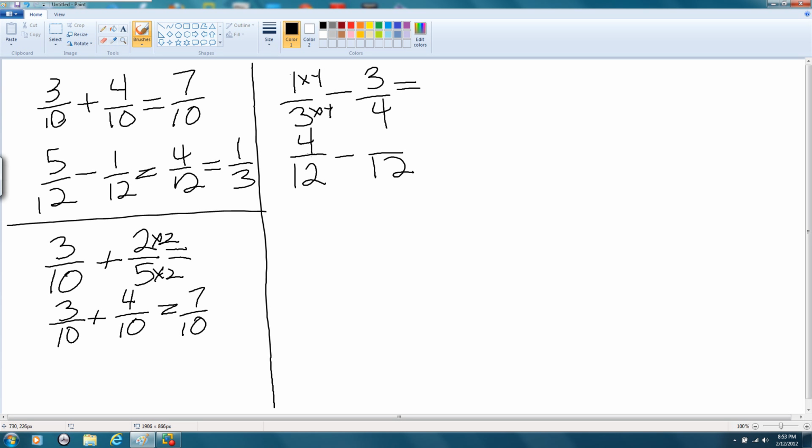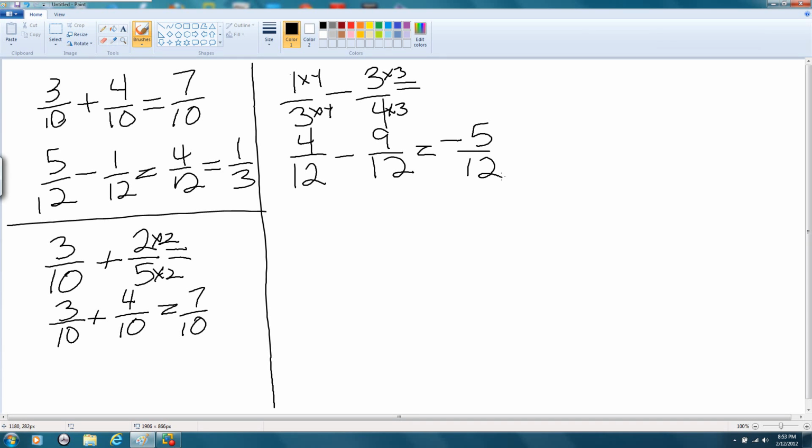And to get from 4 to 12, I would need to multiply that by 3. If I do that to the bottom, I need to do it to the top also. And now I get 4/12 minus 9/12, and now they're the same size pieces, so same denominator. So now I can do the subtraction. Now we're going to do our integer operations. 4 minus 9 is the same as 4 plus a negative 9, and that is equal to negative 5/12.